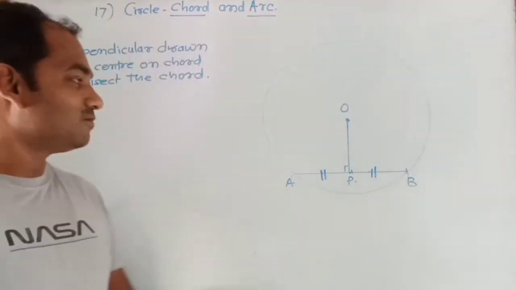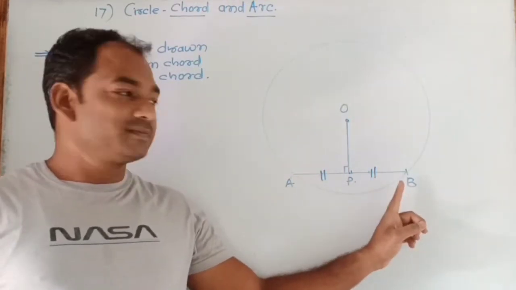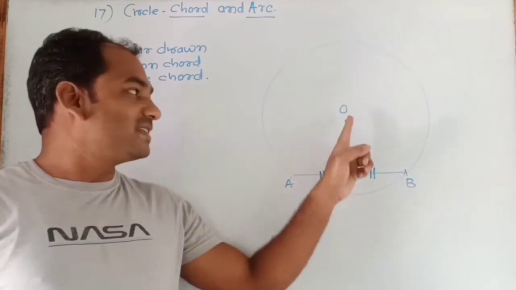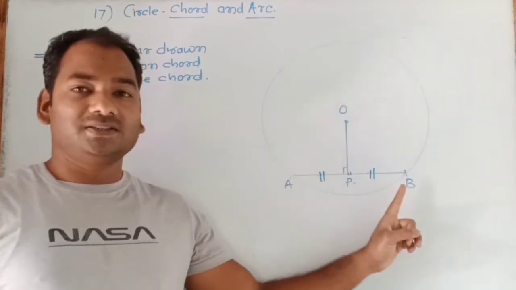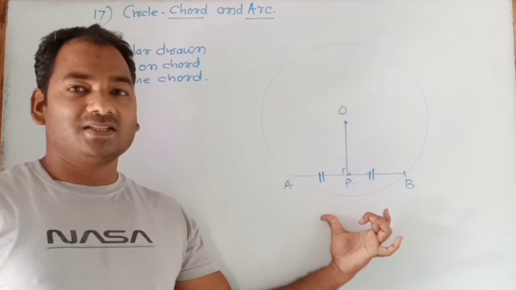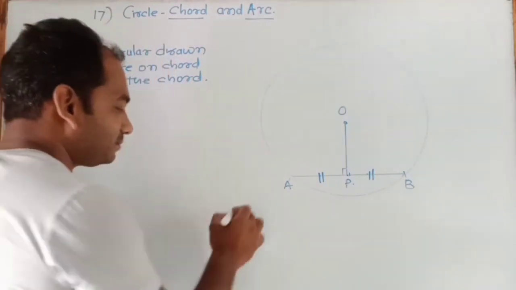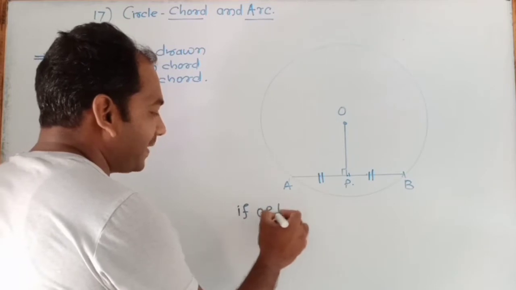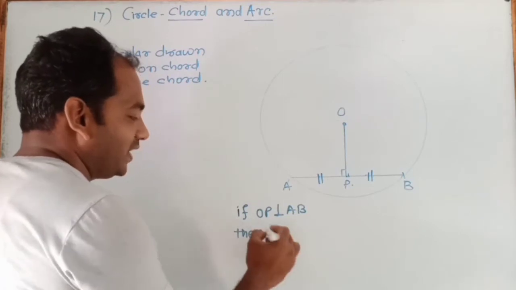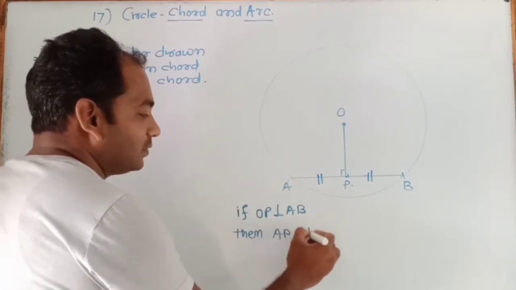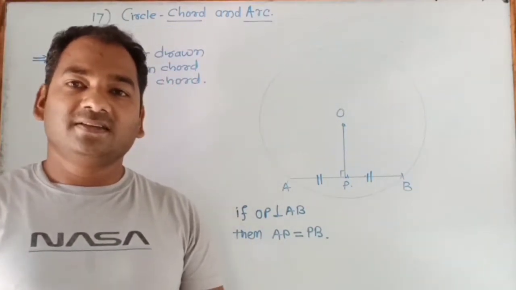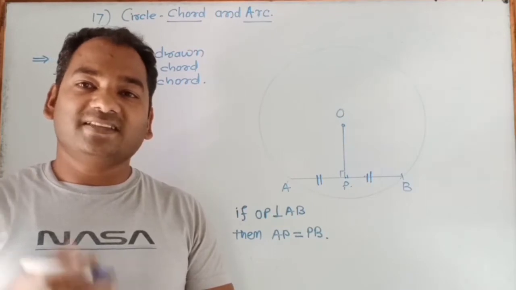So see in the figure, AB is a chord and OP is a perpendicular drawn from the center of circle on the chord, then it bisects the chord. That means if OP perpendicular AB, then we can write AP is equal to PB. So they are equal. That means perpendicular OP bisects the chord AB.